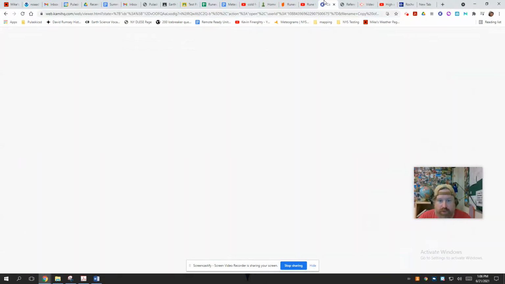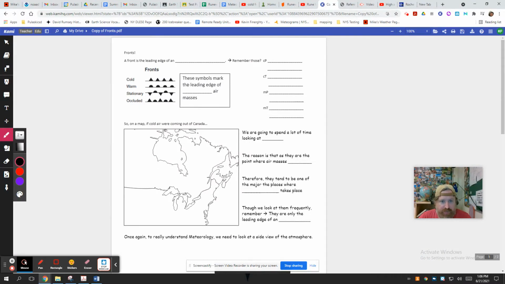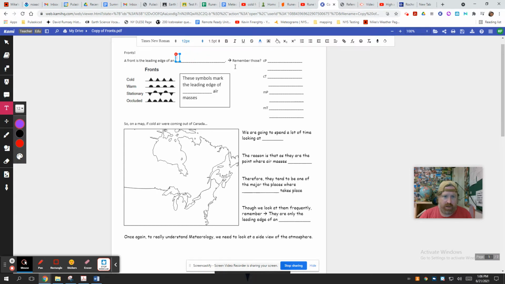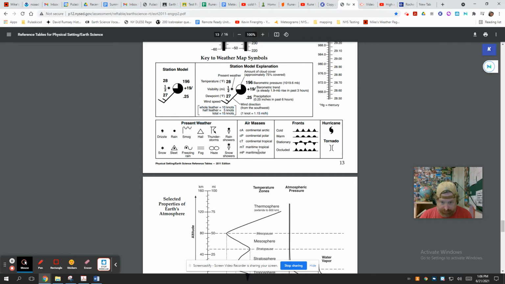So let's see. What are we going to do? Here we go. So if we're talking fronts, it is the leading edge of an air mass. Remember those? We mentioned them in the last video. And again, they're right in the reference tables. So find your reference table. That's them right there. Continental for dry, maritime for wet, Arctic for frigid, polar for cold, and tropical for warm.